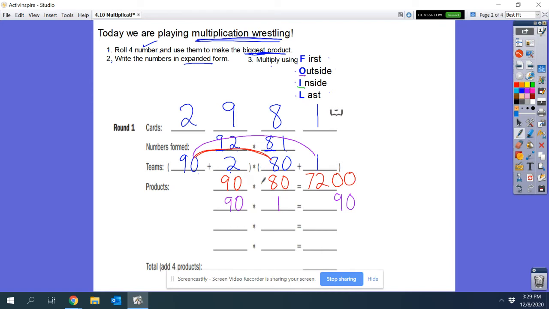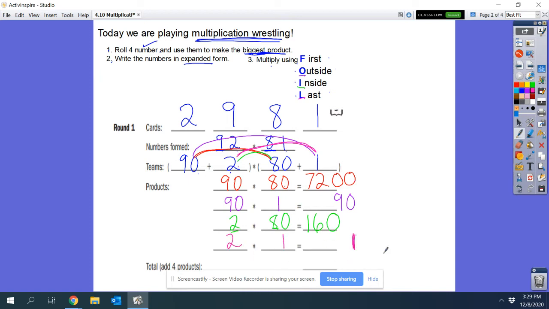Now we move to the inside numbers. So inside, they're tucked in here, are 2 and 80. So I do 2 times 80, just an extended fact. 2 times 8 is 16, 1 zero in my factor, 1 zero in my product, 160. And finally, last means I take the last number in each team, if you will. And that means I'll just do 2 times 1. That's going to be a small 1.